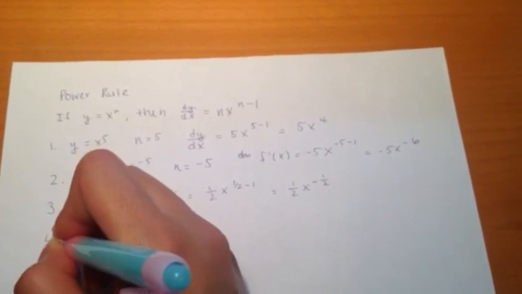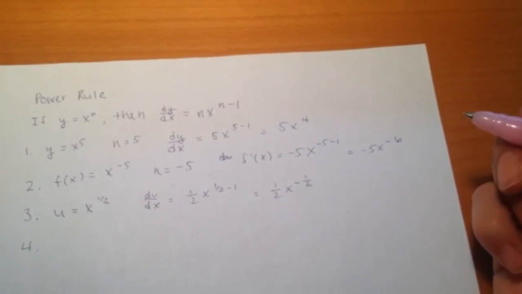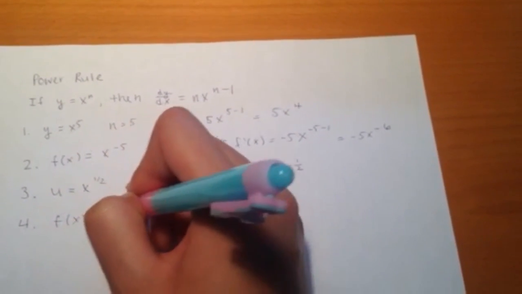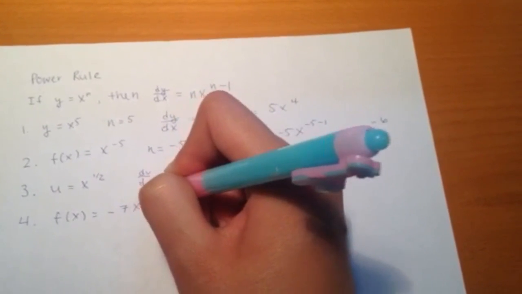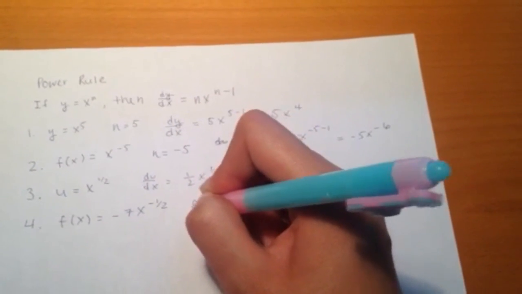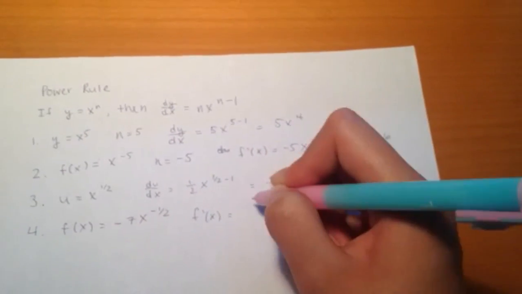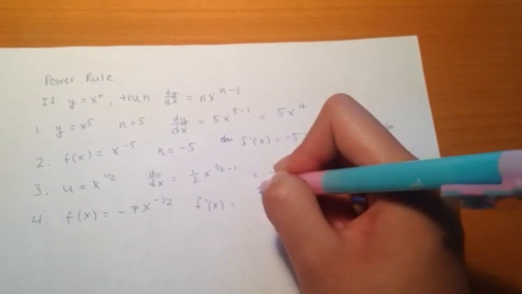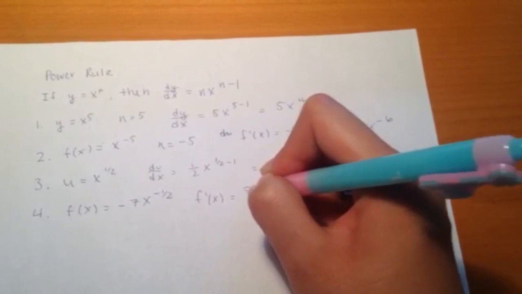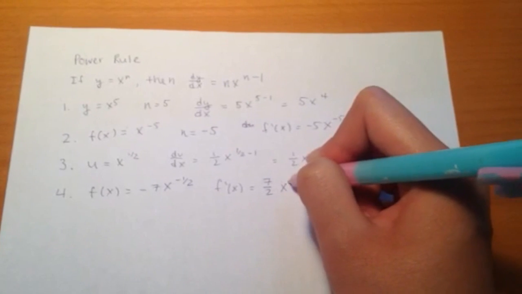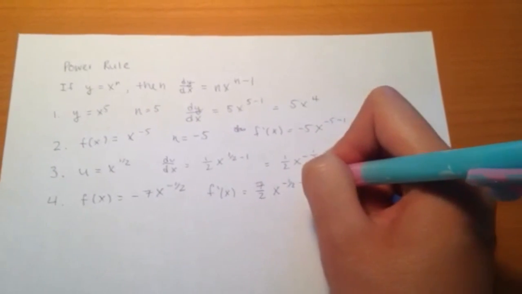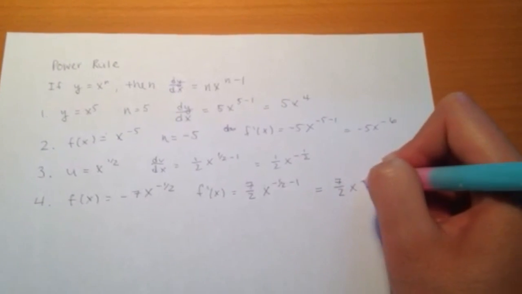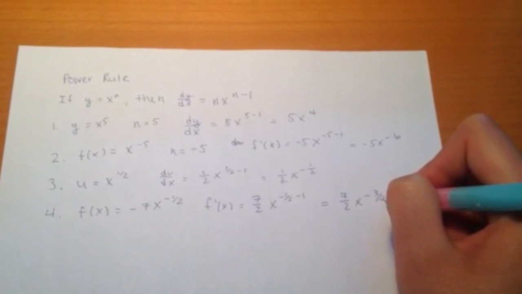And let's say we have a constant in front of our x. Let's say we have f of x equals negative 7x to the negative 1/2. Then f prime of x would be the same thing: bring down the negative 1/2, so it would be negative 7 times negative 1/2, which is 7 over 2, x to the negative 1/2 minus 1, which equals 7 over 2 x to the negative 3 over 2.